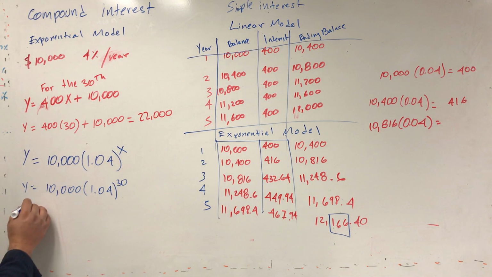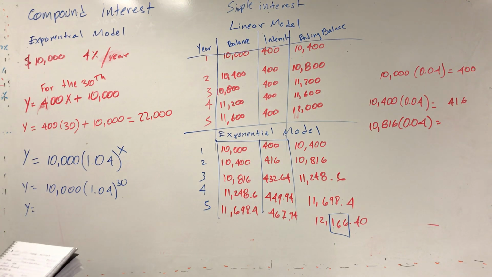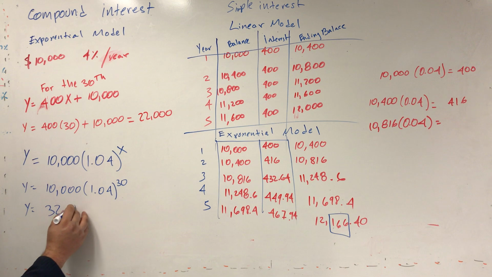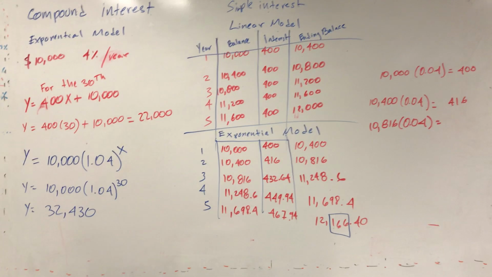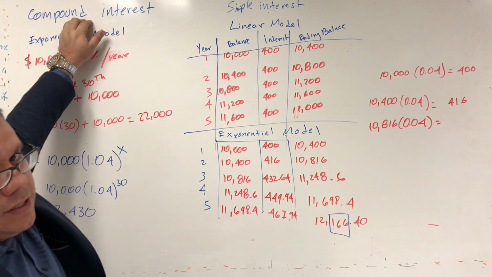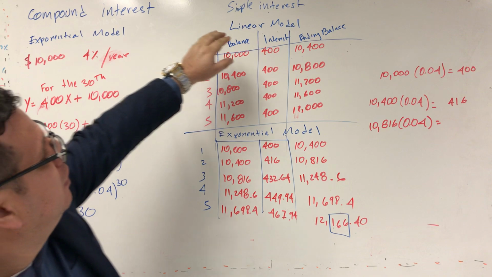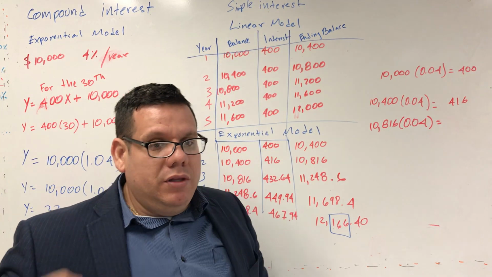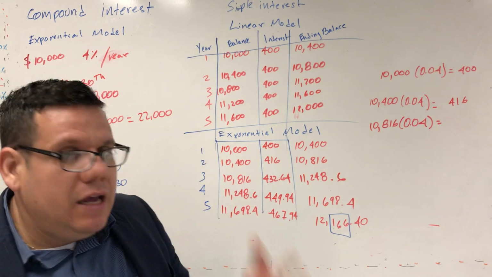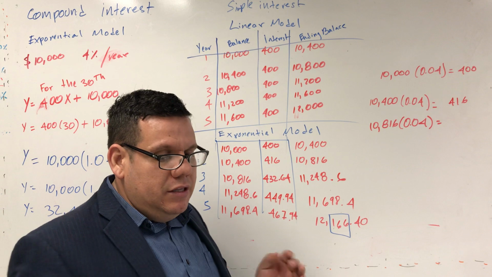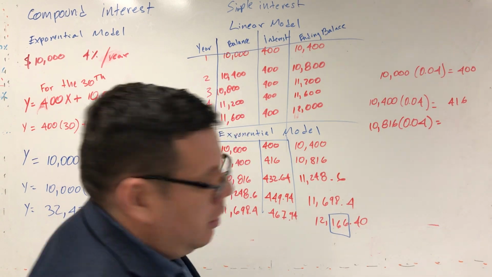What do you get? You get a lot of money. Now the difference is more than 10,000. Okay, so you can see the exponential model for the compound interest is better than the linear model for the simple interest, even though you start with the same amount of money, with the same interest rate, with the same amount of time. Okay, so this is the best option that you can have.